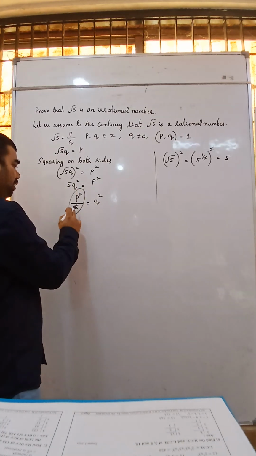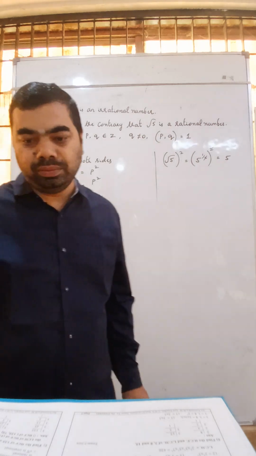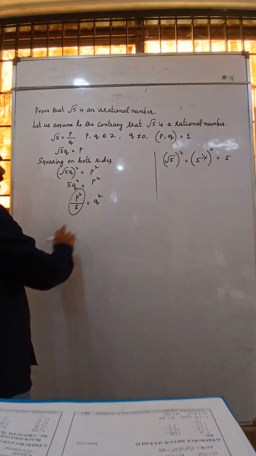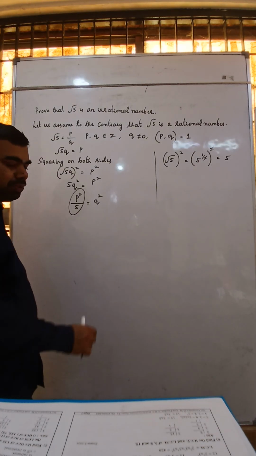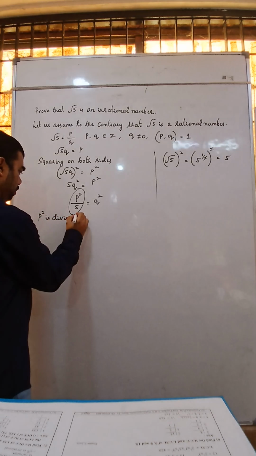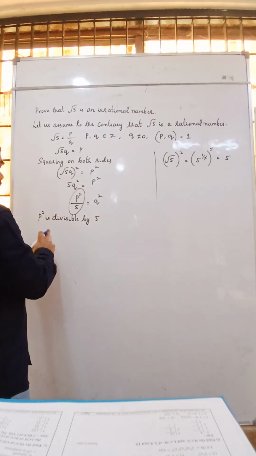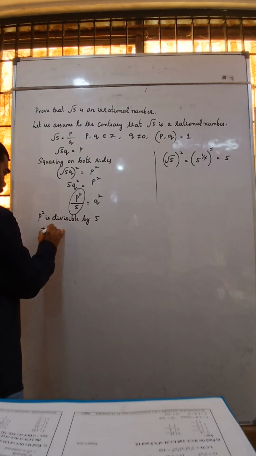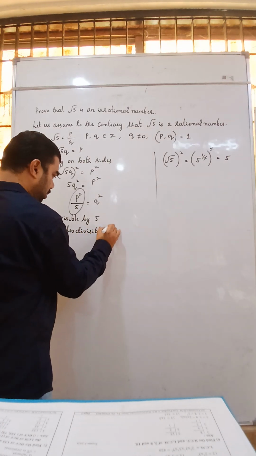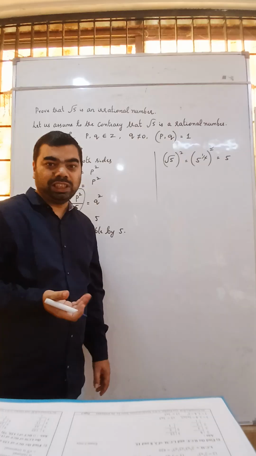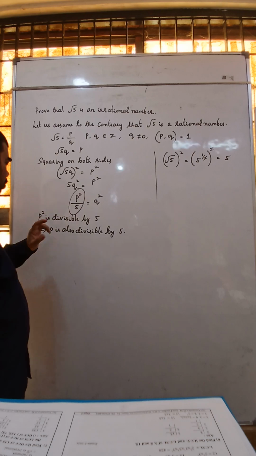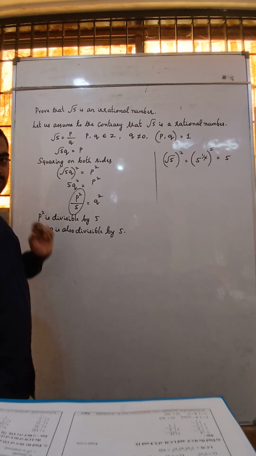Then what you can observe is 5 is dividing p square. P square is divisible by 5 and the quotient is q square. So we can write p square is divisible by 5, and if p square is divisible by 5, p is also divisible by 5. You may ask me the explanation for this. How does it work? It's like p square divided by 5 is q square. P square is divisible by 5. The quotient is q square.